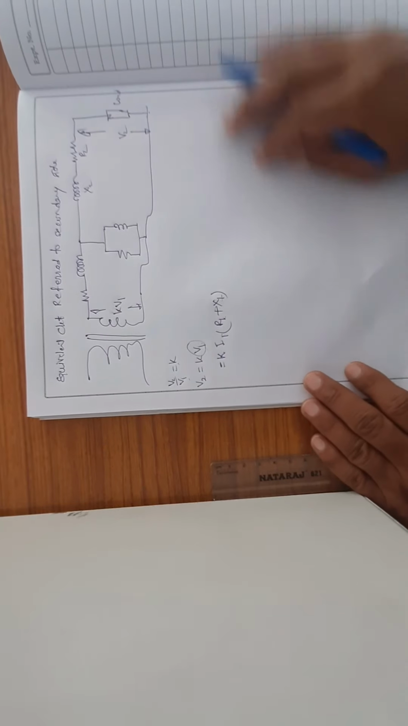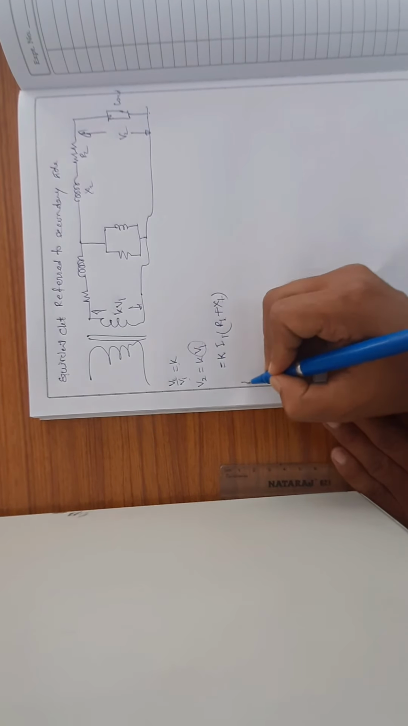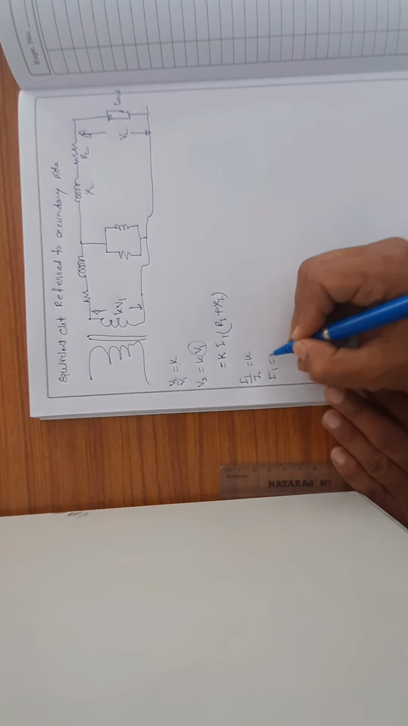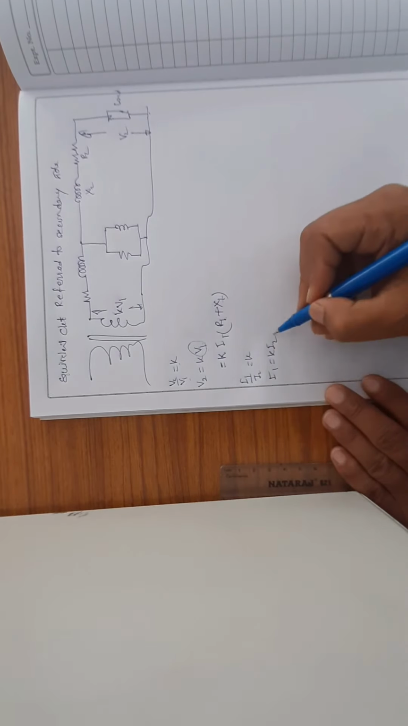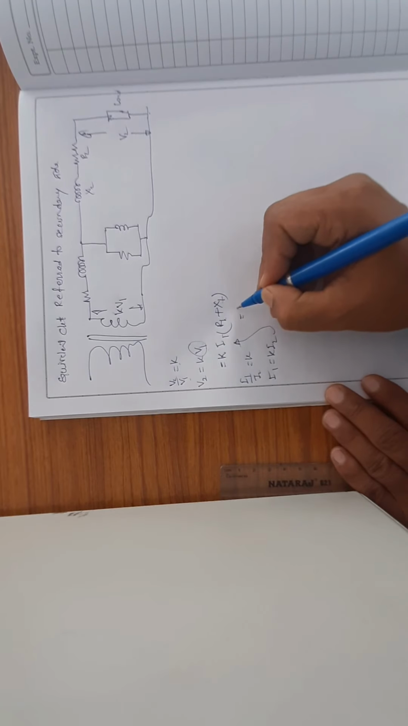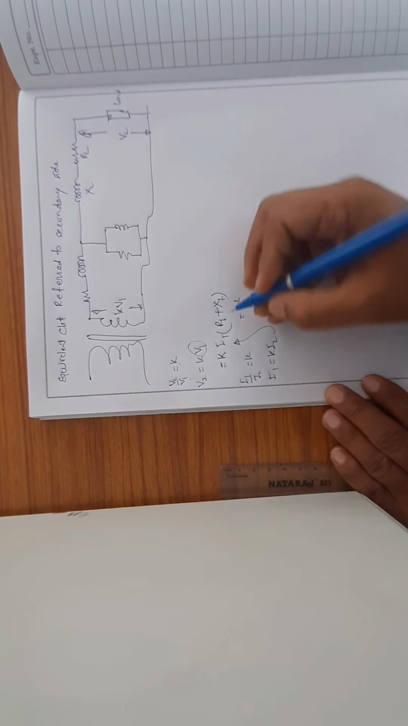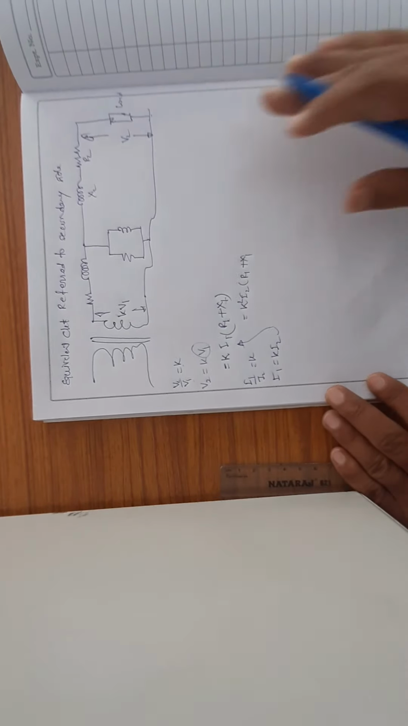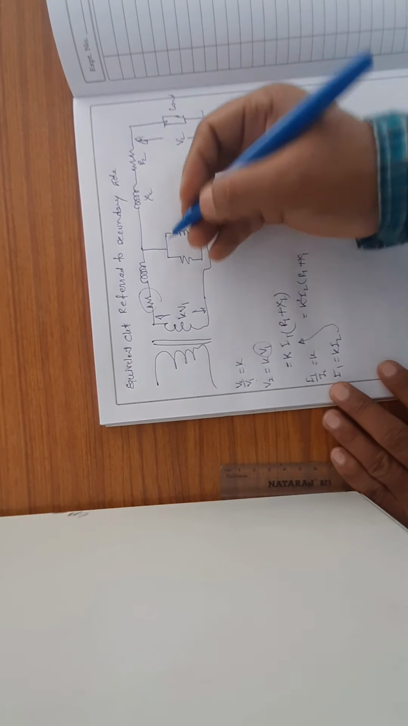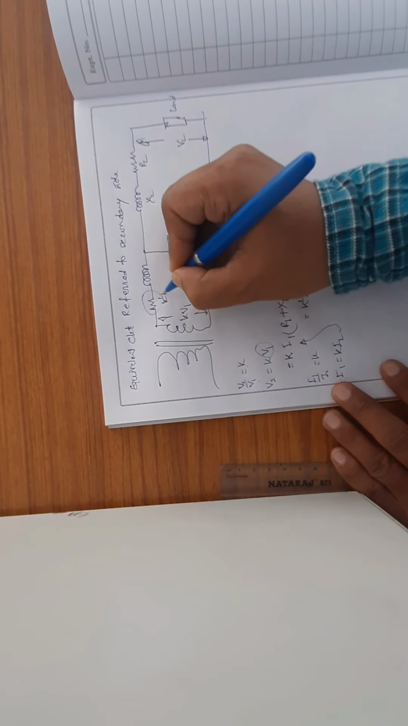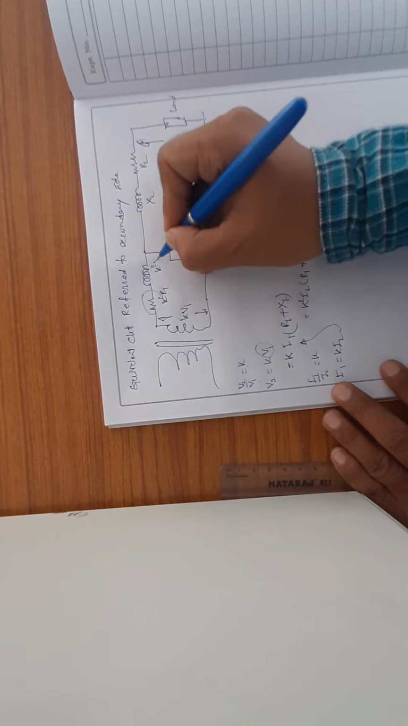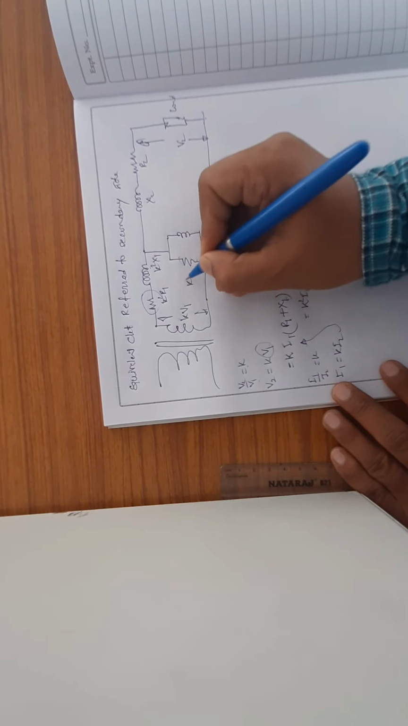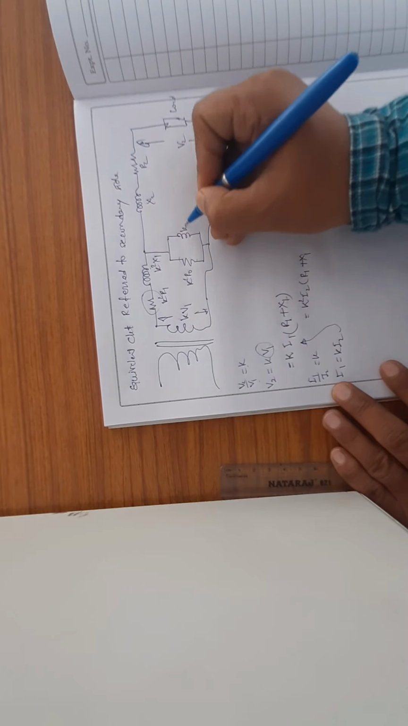Okay, and we know that I1 upon I2 equal to K, I1 equal to K times of I2. Put the value here, we get K square I2 R1 plus X1. So the value of this will be K square R1 and K square X1. Similarly, the value of this resistance will be K square R0 and K square X0.